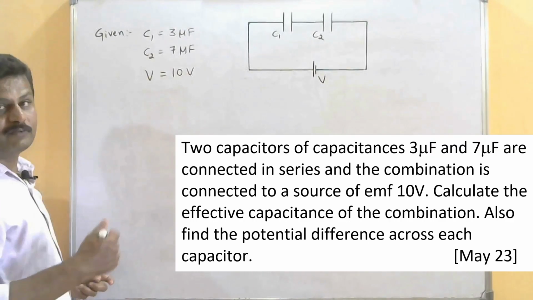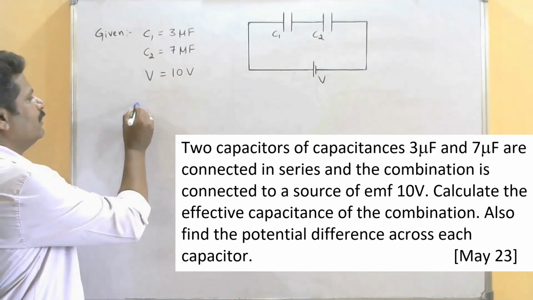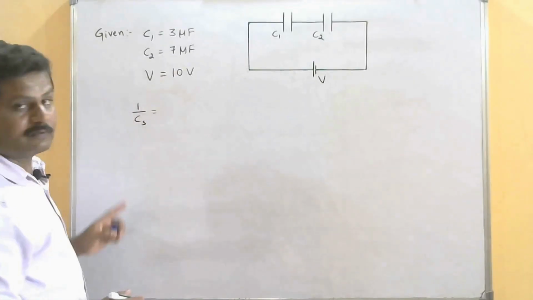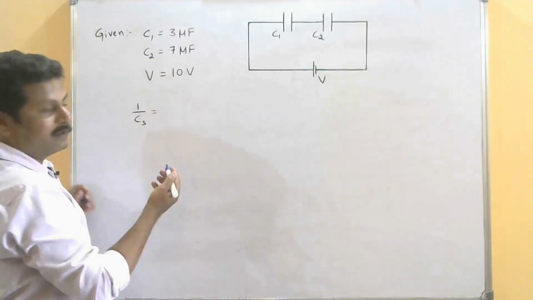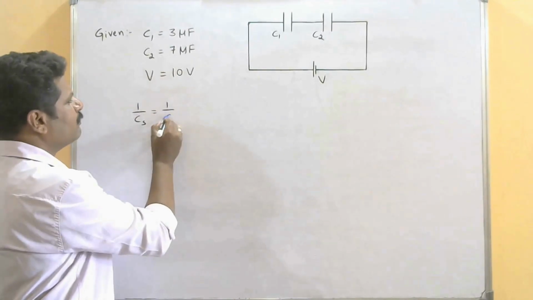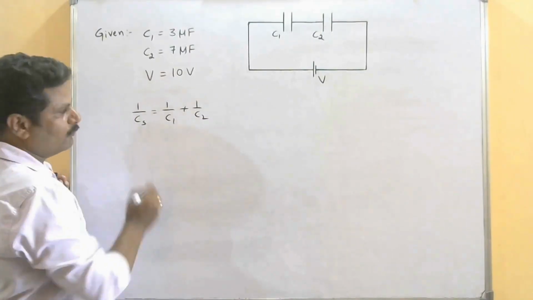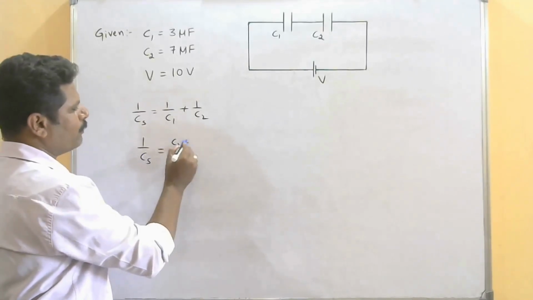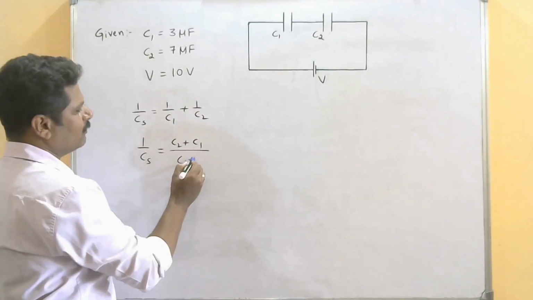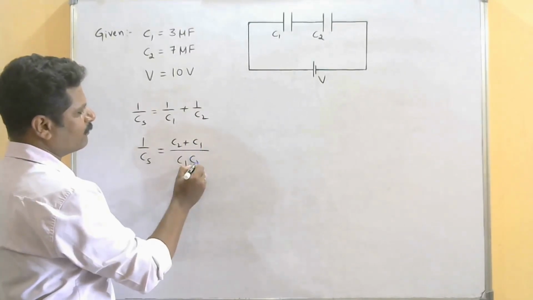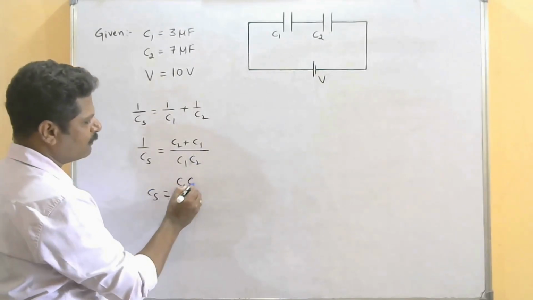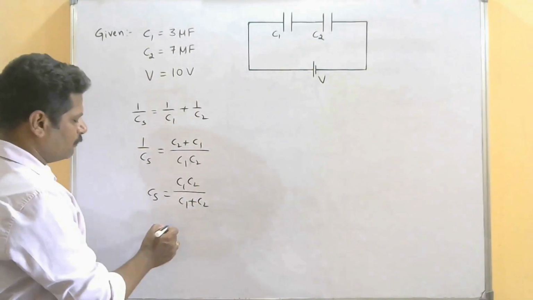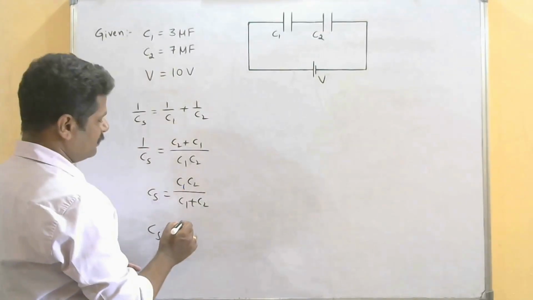We know that whenever the capacitors are connected in series, the effective capacitance can be calculated by using this formula, that is, the reciprocal of the effective capacitance is equal to the sum of the reciprocals of individual capacitances. Or else we can make CS the subject of the formula. If I take the LCM, it will become C2 plus C1 divided by C1 C2. So, directly we can take CS equals C1 C2 divided by C1 plus C2, or else directly we can use this formula also.